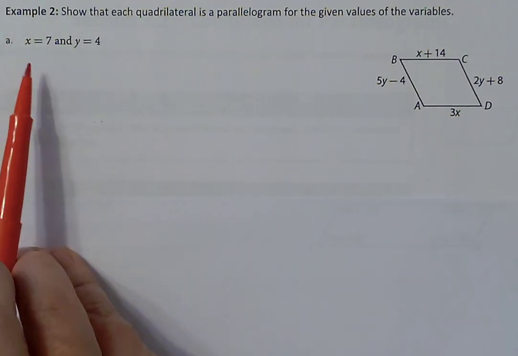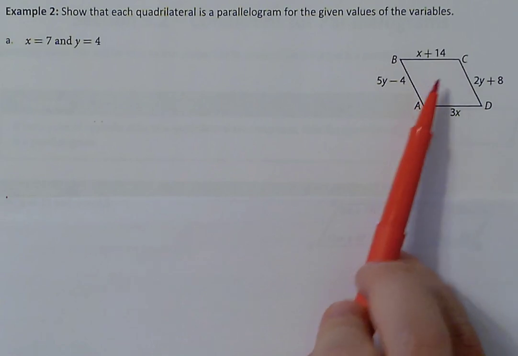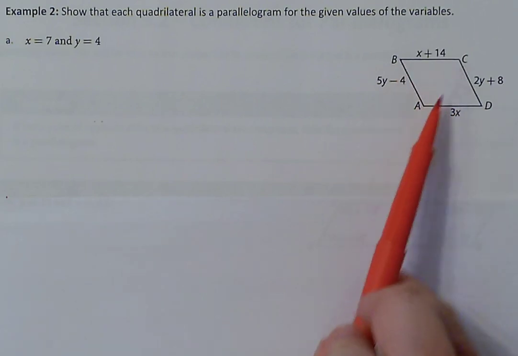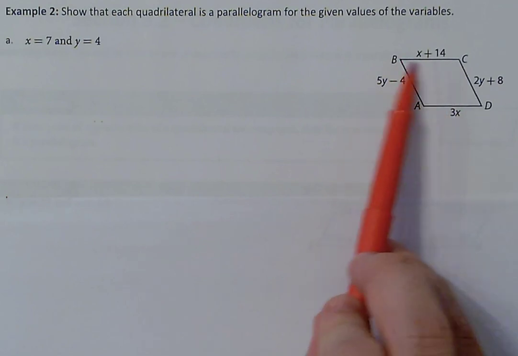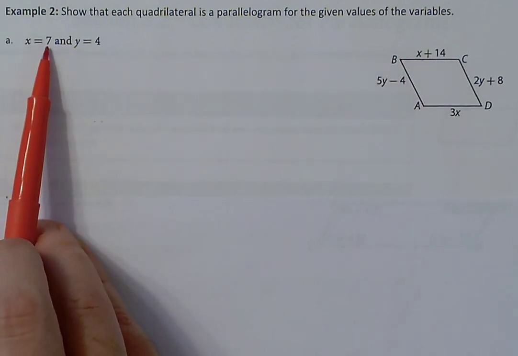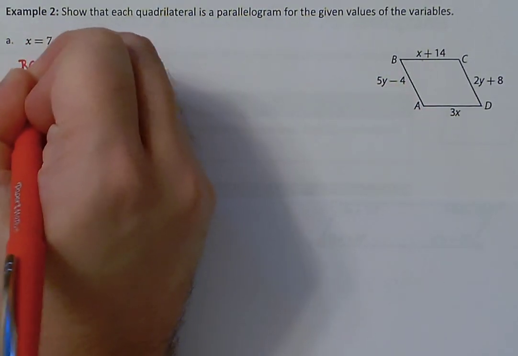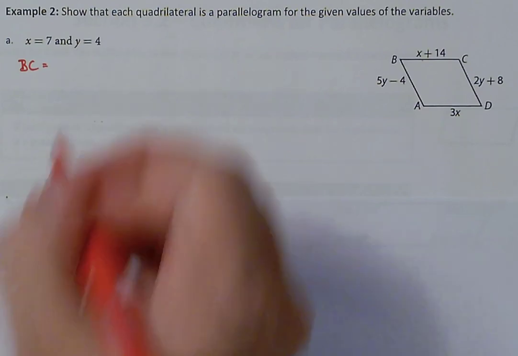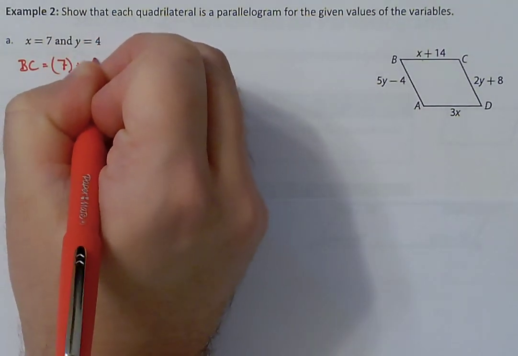So if we take x first, the two things that involve x are BC and AD. Let's go ahead and look at the top here, BC. BC is x plus 4, and we're going to plug 7 in for x. So for BC, that means we're going to have 7 plus 14.